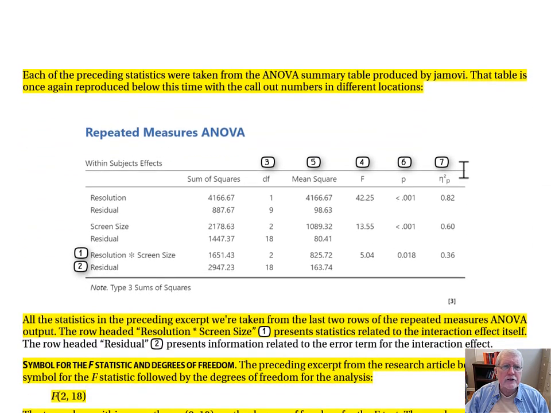On page 42. Each of the preceding statistics was taken from the ANOVA summary table produced by Jamovi. That table is once again reproduced below, this time with call-out numbers in different locations. Here's our same ANOVA summary table that we saw before, but with call-out numbers for other statistics. All the statistics in the preceding excerpt were taken from the last two rows of the repeated measures ANOVA output. That is the row headed resolution star screen size. It presents statistics related to the interaction effect itself.